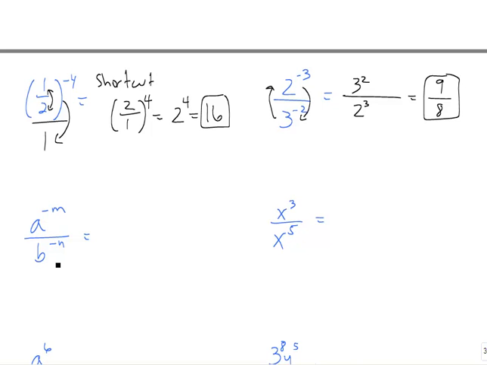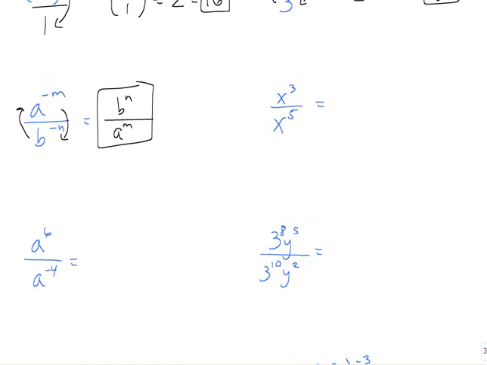The next example is exactly the same. We just have variable bases instead of number bases. So we're going to flip the bottom one up, flip the top one down. So the top one goes to the denominator and becomes a to the m, and the bottom goes up to the top and becomes b to the n. And since these bases are not the same, I can't simplify this. So we just leave our answer like that.